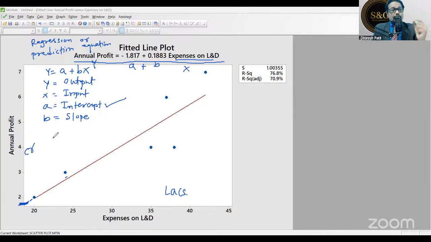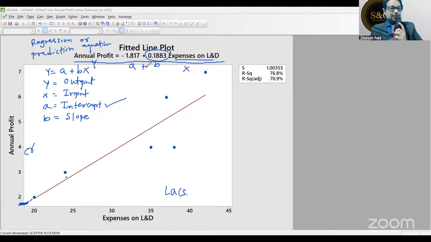So what is slope? Try to understand this. What is the impact on Y? Just listen to me very carefully. What is the impact on Y, which is output, if I change the X by 1 unit? That is called a slope. So our current slope is 0.1883. What does it mean? It means if I spend 1 lakh rupees in my L&D expenses, I get 0.1883 crore rupee profit. Are you understanding?